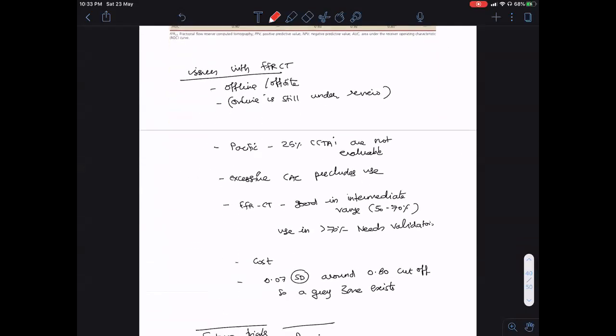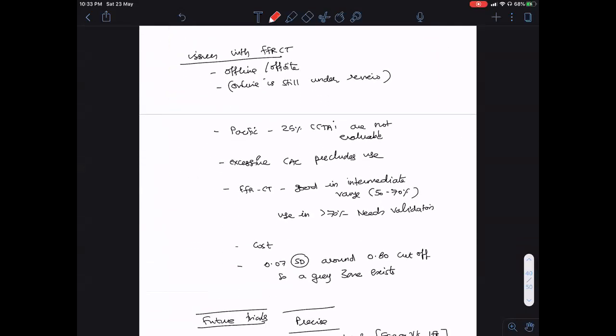So what are the issues with FFR-CT? The first problem is that it's offline, like I said. Online is still under review. There are a lot of problems with the quality of the CTs which are done. In PACIFIC CT-FFR, there was 25% of CTs which could never be read. DeFACTO, DISCOVER, all these trials had 10 to 15% of CTs which could not be read. If there is a lot of coronary artery calcium, the FFR value which we get is not correct.